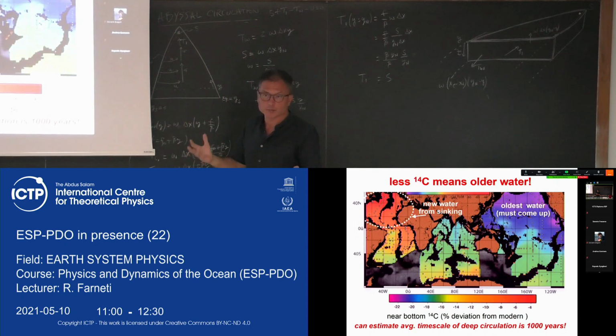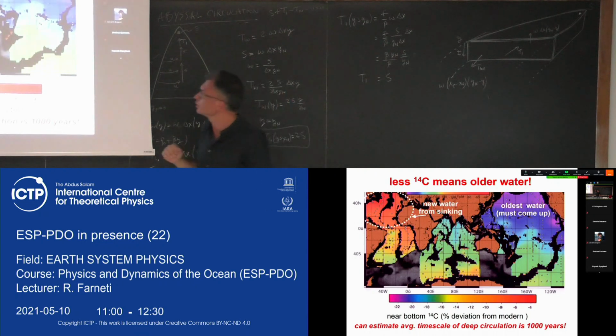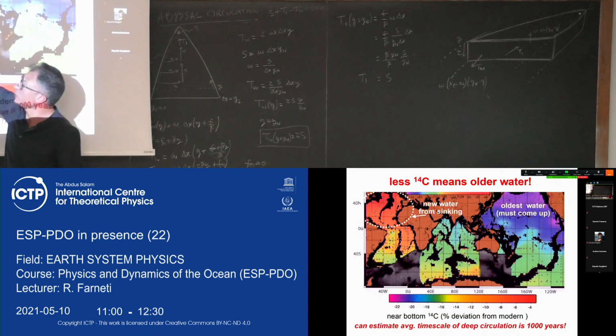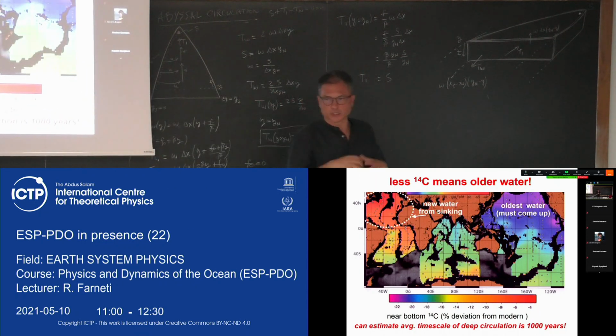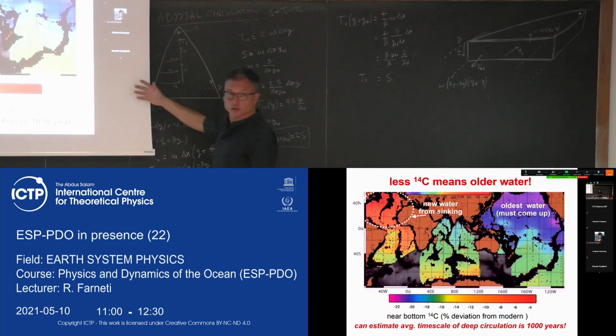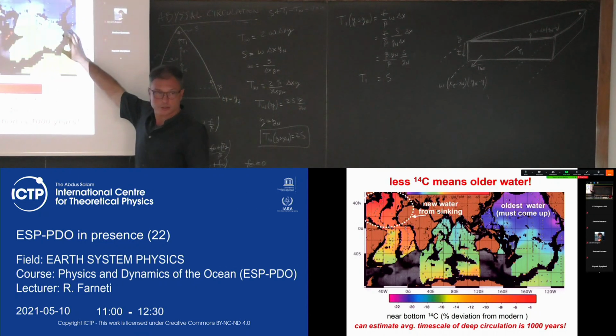So even if we stop now emitting CO2 into the atmosphere, the ocean is traveling. Imagine those particles or parcels of seawater that are traveling right now at the bottom of the ocean with that information of extra CO2 and excess heat that we have put in the atmosphere. So even if we stop now emitting CO2, polluting and everything, it will take centuries for the ocean to adjust to what we have done so far.